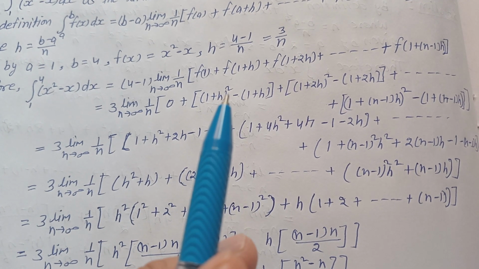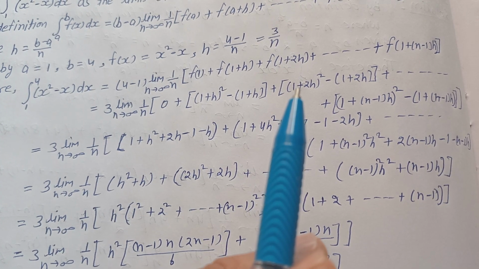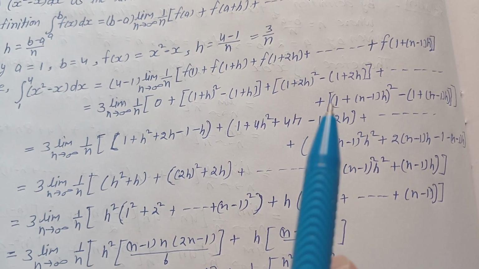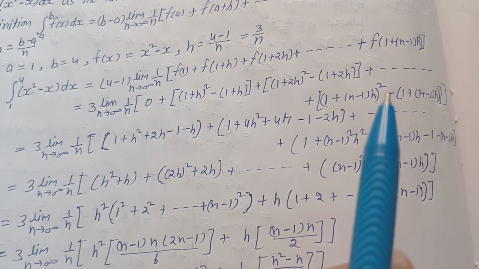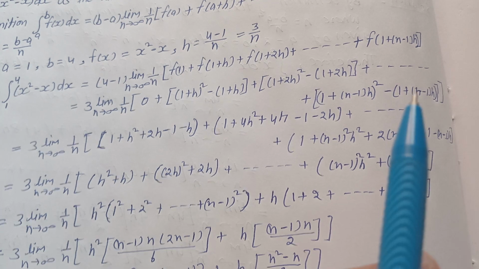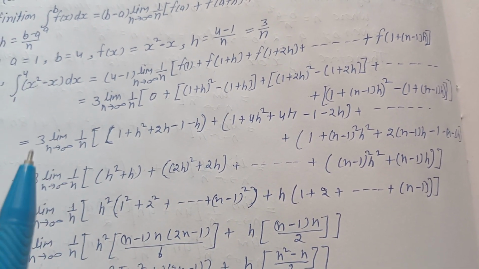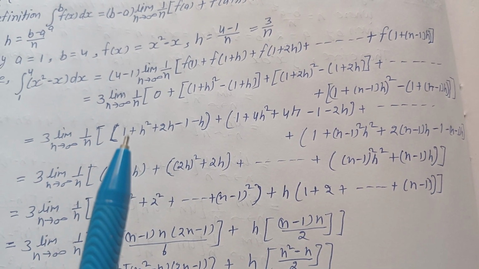bracket 0 plus bracket of (1 plus h) whole square minus (1 plus h) plus bracket of (1 plus 2h) whole square minus (1 plus 2h) plus ... plus bracket of (1 plus (n minus 1) into h) whole square minus (1 plus (n minus 1) into h). So it is equal to limit n tends to infinity 1 upon n bracket.